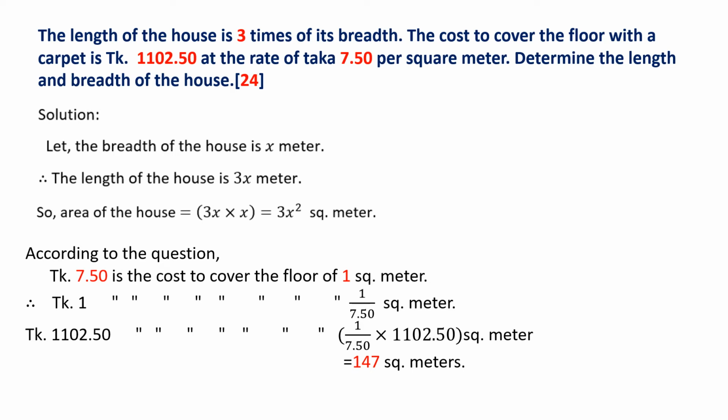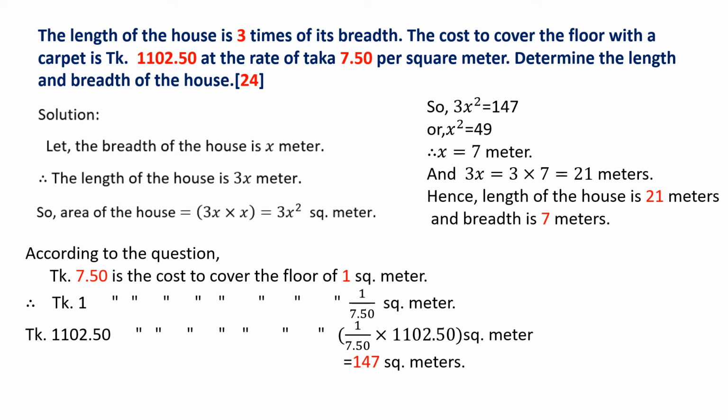That means we actually have the total area of that rectangular floor. And the area of the rectangular floor, as you can see, is actually 3x square. So we can easily set 3x square to 147 to get the desired x. As you can see, 3x square is the area of the floor, and 147 is also the area of the floor. That is why 3x square equals 147, then x square reduces to 49, and then x equals 7 meters.